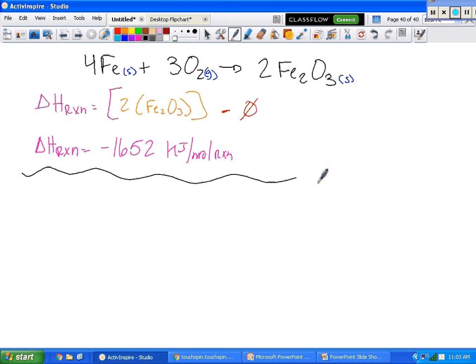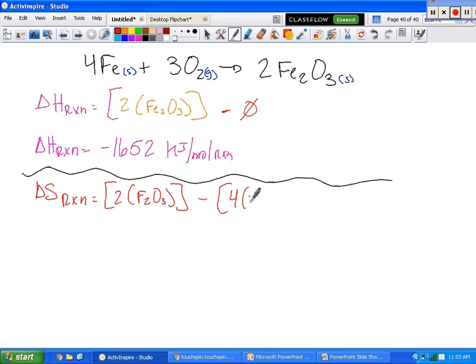Now we've got to do delta S of the reaction. But the problem with delta S of the reaction, are any of those values 0? No. Why can't you have a 0? Very good. Everything has disorder unless you're at absolute 0 and it's a perfect crystal, which does not exist. All right, so we've got 2 Fe2O3s minus 4 Fe's plus 3 O2s.